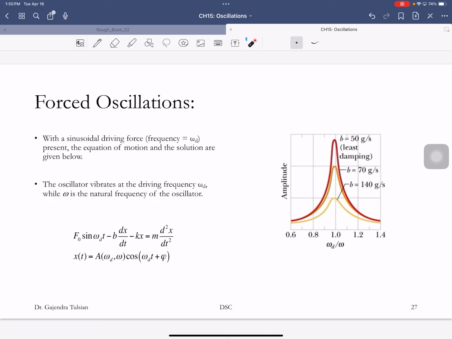All right, so what this graph is showing you is this amplitude. And tell me what you see in this graph. What this is plotting is the driving frequency divided by the natural frequency. And at 1, what is happening? The amplitude is increasing tremendously. When the driving frequency matches a natural frequency, then you can set up large amplitude oscillations. What does this mean?